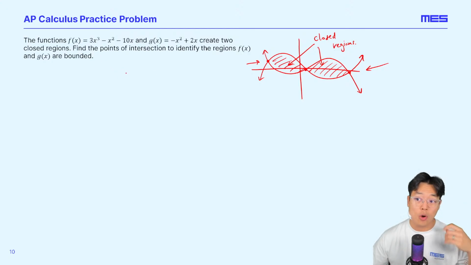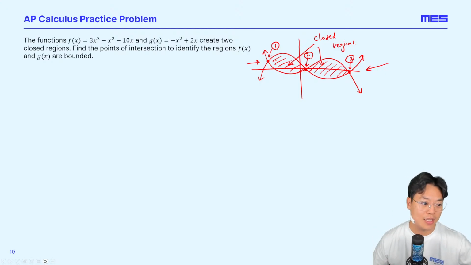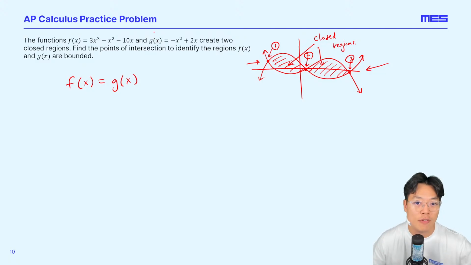So we already know from this graph, if we have two closed regions, that means we will have 1, 2, 3 points of intersection. Let's take a look at where those are. In order to do this, we're going to set the two equations equal to one another. That's the easiest way because, reminder, when we have a function of x, that's basically just y. So we can set these two equal to one another.